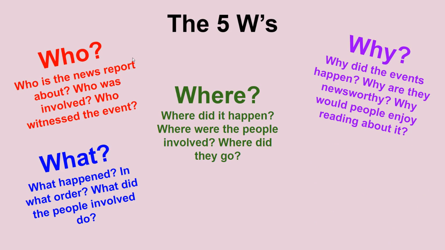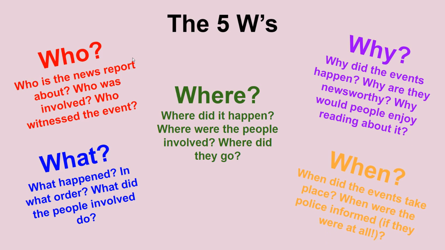So we're again thinking about our 5 W's: the who, the what, the where, the why, and the when. In any newspaper article, you need to remember that these are the key things you need to include in your writing. So you need to think about who is the newspaper report about, who is involved, who witnessed the event. You need to think about what happened in chronological order, or what order did it happen in? What did the people involved do? You need to think about where did it happen? Where were the people involved?